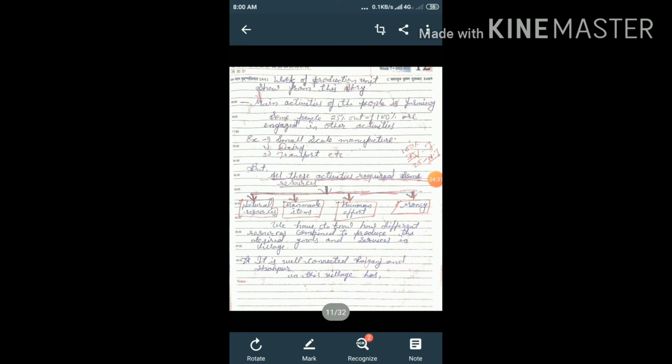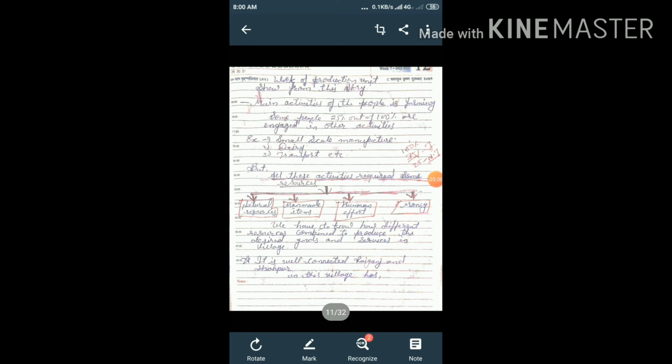Just like I showed you, dairy, small manufacturing work, these are all non-farming activities. And some are farming activities, related to farm or production, crops, etcetera. But all these activities require some resources, whether it is a farming activity or a non-farming activity. Both require some resources. We can say they are the basic resources for doing all types of activities.